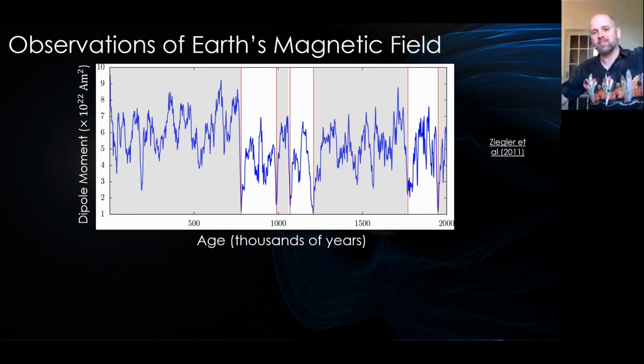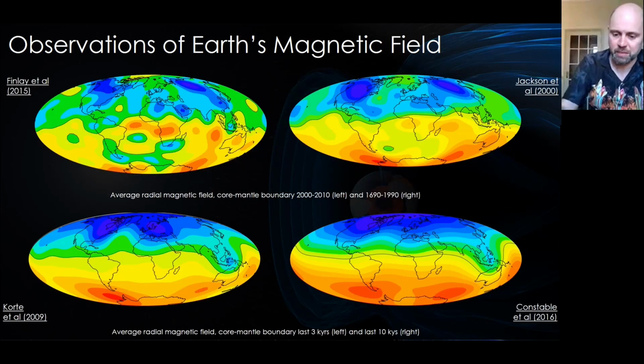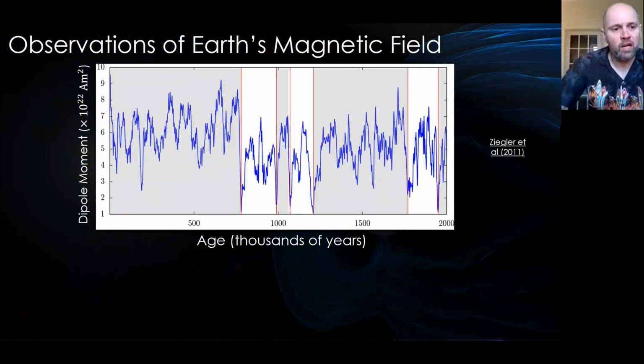So as our data degrades, we can't build these nice pretty pictures of the magnetic field. Once we go back more than about 10,000 years, all we can access is the strength of the dipole component of the field. That's what's called the dipole moment here, and it's being plotted over the last 2 million years.